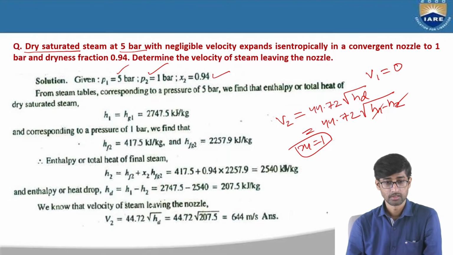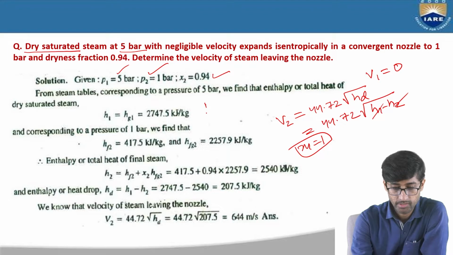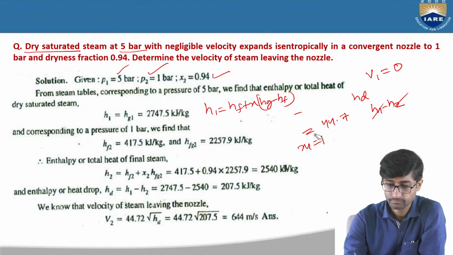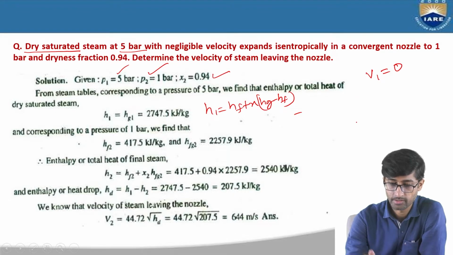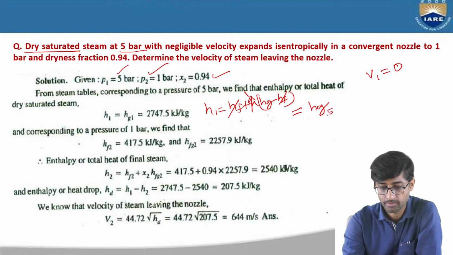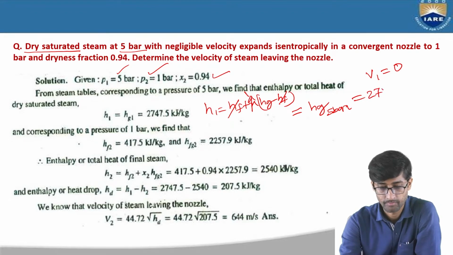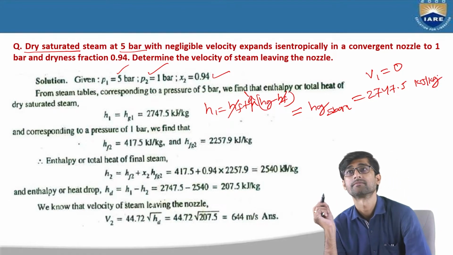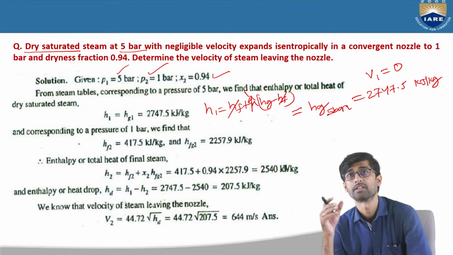From the steam table, h1 is equal to hf plus x times (hg minus hf). If you put x equal to 1, hf cancels and this becomes hg. At pressure 5 bar, from the steam table, the value of hg is 2747.5 kilojoule per kg. So this becomes h1. This is how to calculate h1.